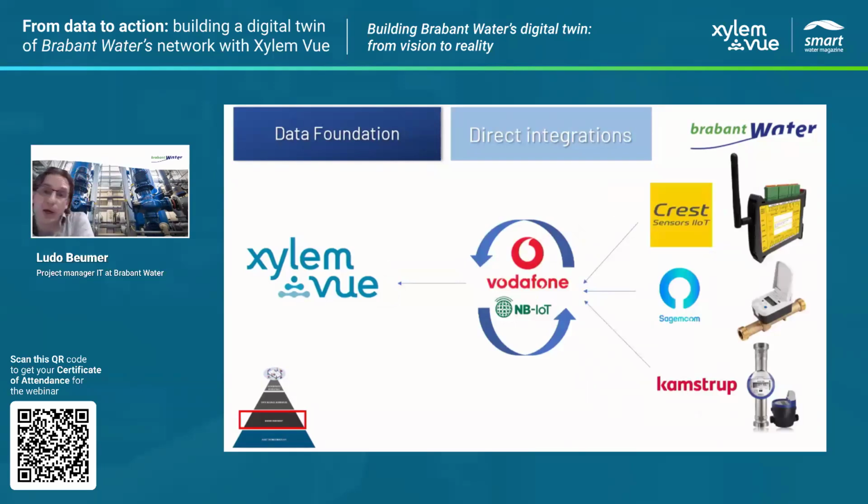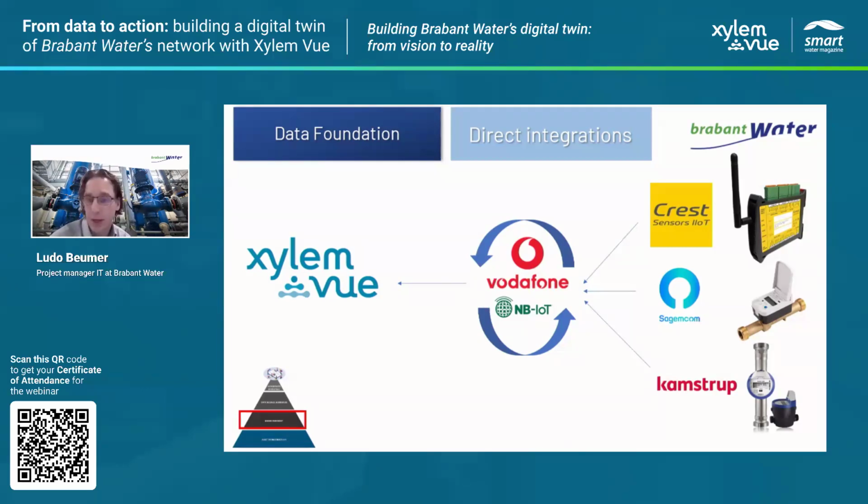We also have sensors in the field. They are from our supplier Crest. They are pressure and flow sensors. And we have water meters from Sagemcom and Kansloop. All those vendors deliver the information that we need via the Vodafone platform, based on narrowband IoT technology, directly to the Xylem Vue platform.